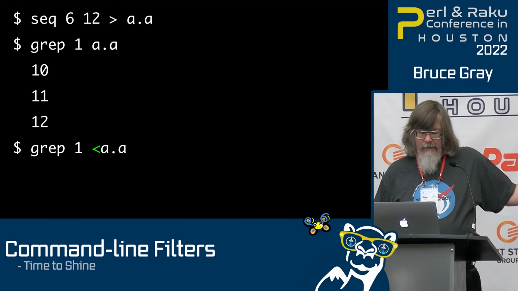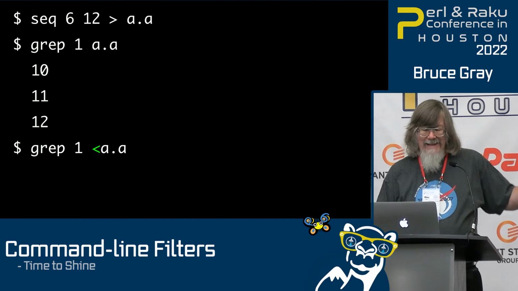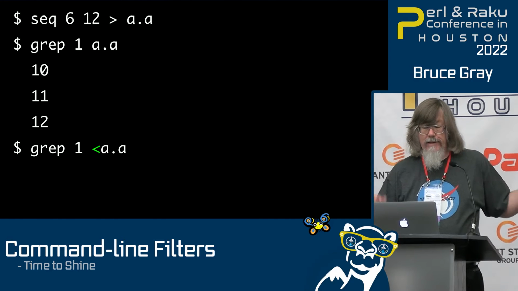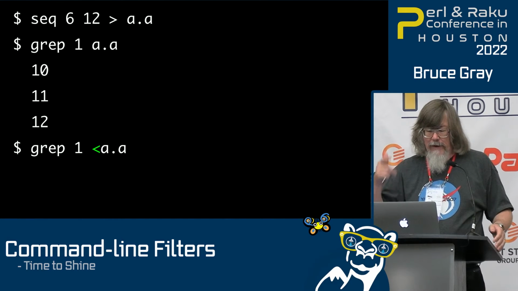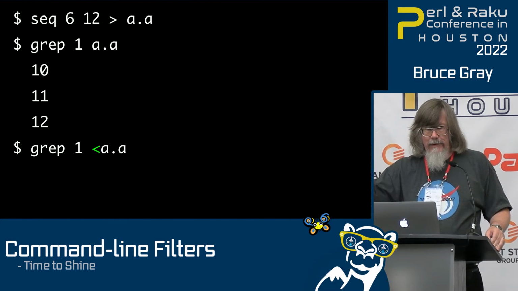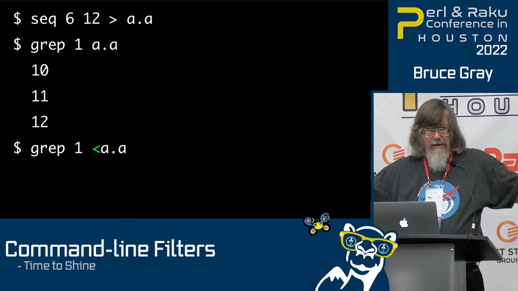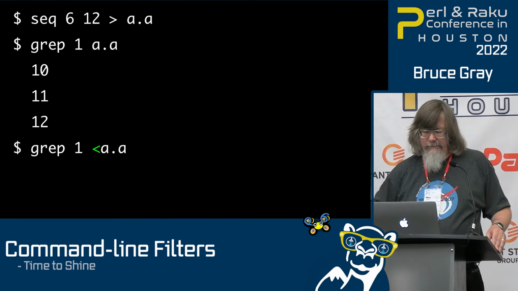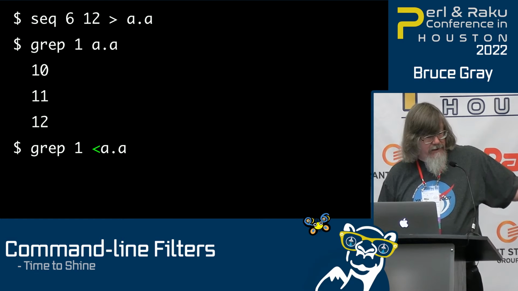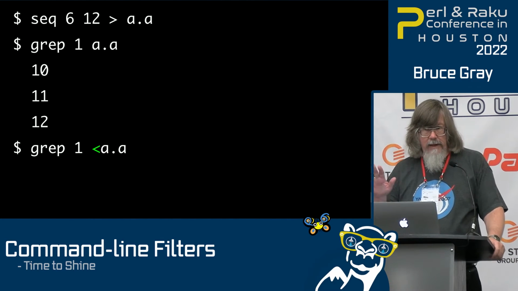So, left angle redirects a file into the standard input, just like right angle redirected standard output to a file. They're complementary. This version doesn't seem very useful. I had to type an extra character, but it'll become clear soon.